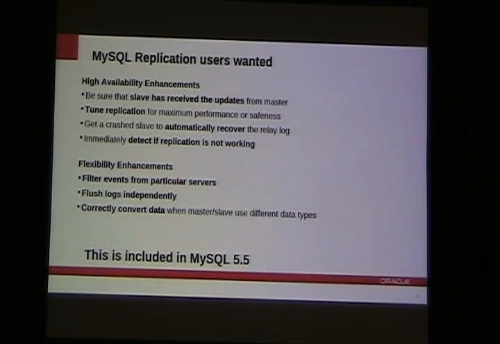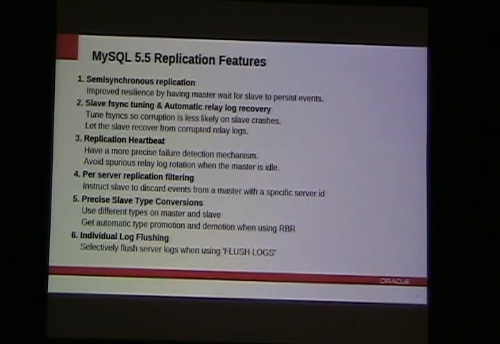So this is GA now, so we can use this. This is kind of the same list, but listed as a feature list. Semi-synchronous replication is checking that the updates have actually been received on the slave before the application gets to know that it has happened. It's possible to tune fsync and relay log recovery, so we can check for safeness or for speed.